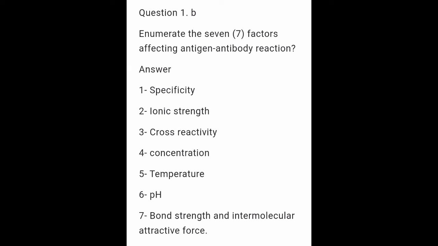Question 1b. Enumerate the seven factors affecting antigen-antibody reaction. Answer: 1. Specificity. 2. Ionic strength. 3. Cross-reactivity. 4. Concentration. 5. Temperature. 6. pH. 7. Bond strength and intermolecular attractive force.